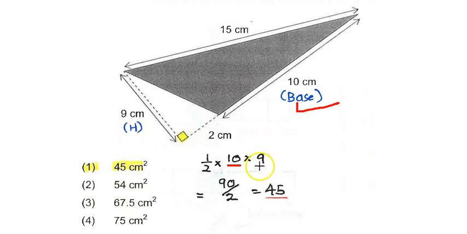So half times 10 times 9. 10 times 9 is 90. 90 divided by 2 is 45. Alright, this is your answer. Next.